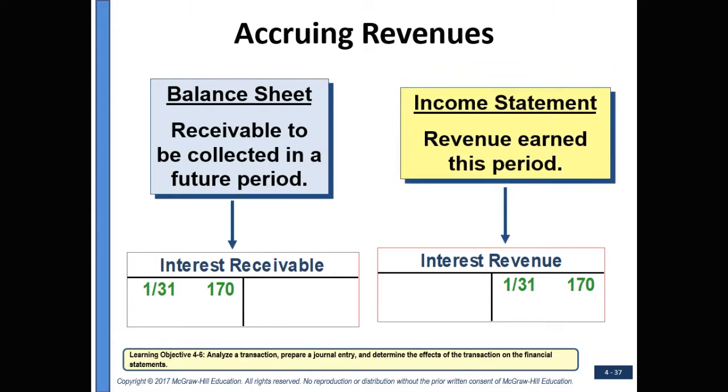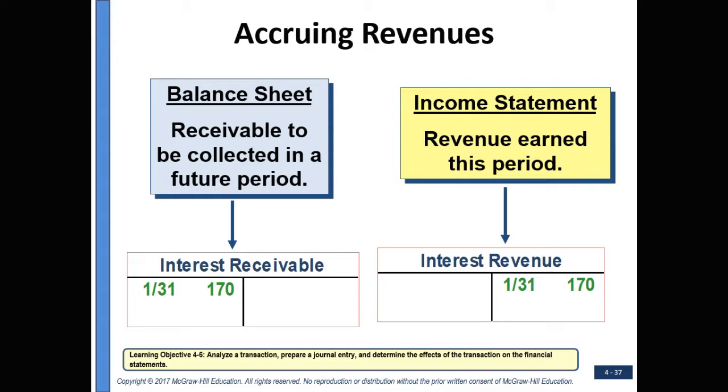These T accounts show the increase in the interest receivable asset account reported on the balance sheet and the increase in the interest revenue account that is reported on the income statement for the accrual of interest revenue on January 31st.